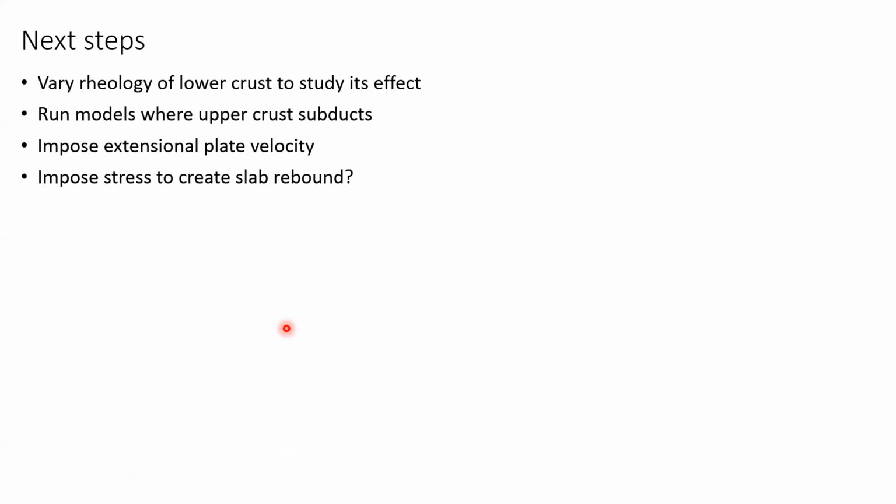So my next steps are to play with the rheology of the lower crust to study its effect on the observations. I want to run models where the upper crust also subducts, because now I usually only have the lower crust in the subducted slab and not the upper crust. Then I want to run models where I impose an extensional plate velocity. And maybe if this is all not generating the results that we are looking for, the idea is to impose a stress to create slab rebound. And that was it.